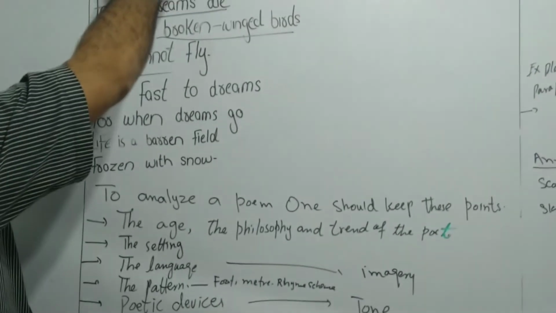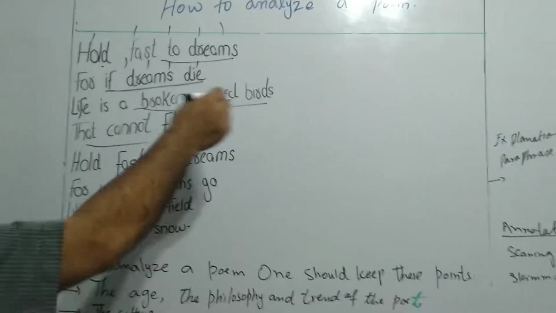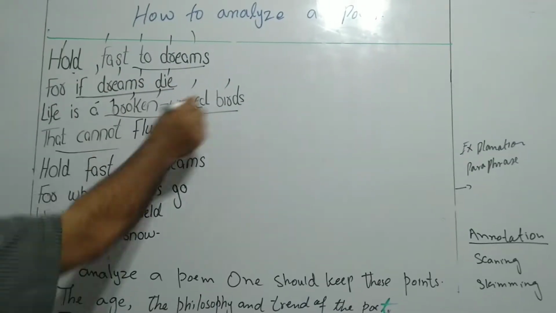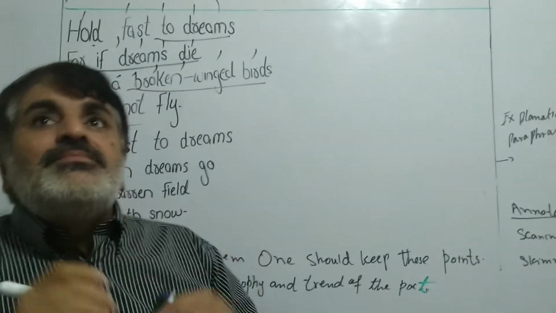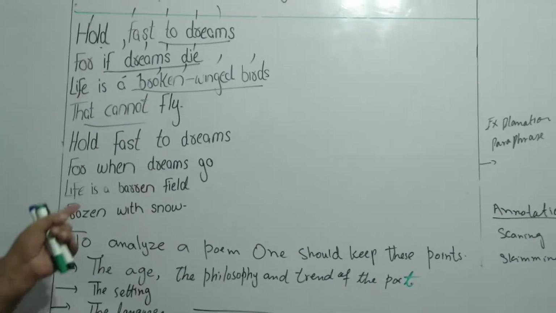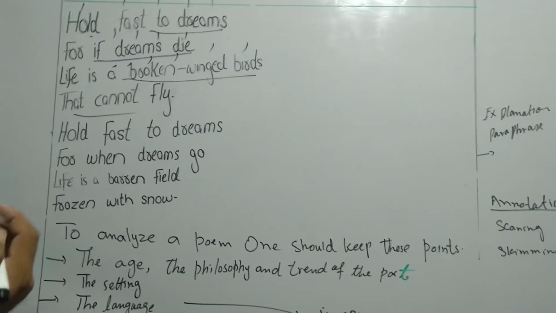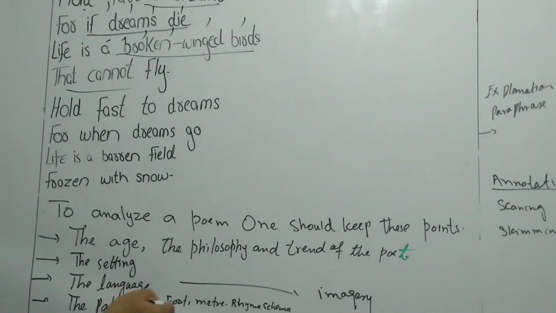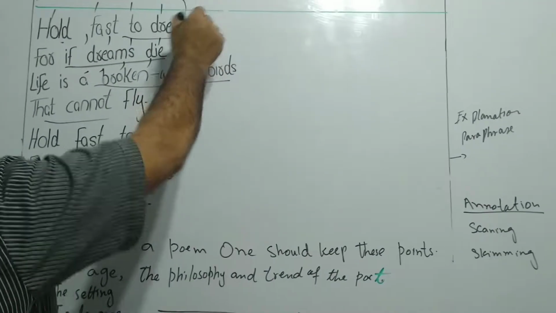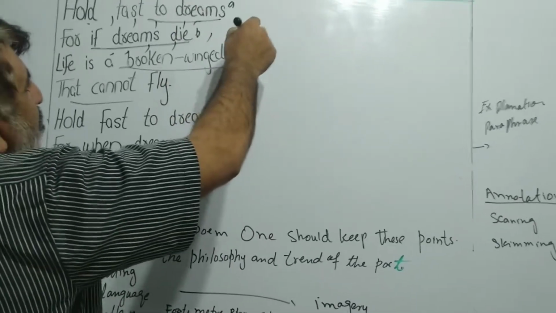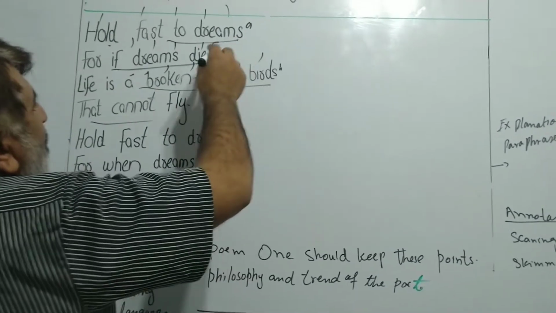Suppose, hold fast to dreams, but this one is not regular. If we scan it, we don't have five feet, which would mean a regular foot. So we can say that the pattern is not regular. The language is metaphorical. The pattern in which we have foot, meter and rhyme scheme: look here, dreams is A, and this is B, and birds and fly. So it is very irregular.